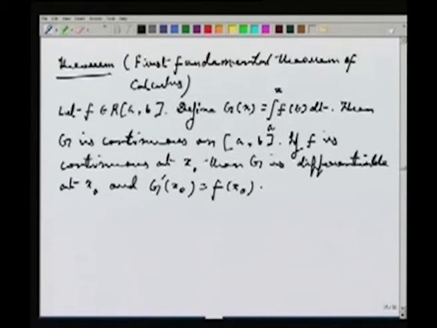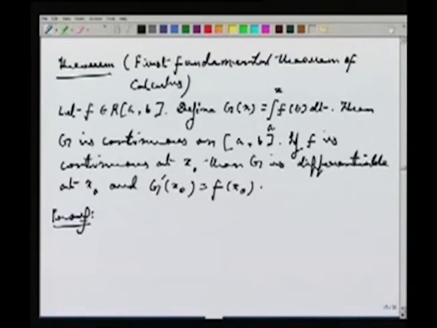Further, if I assume that f is continuous at a point, mind you, to start with f has just been assumed to be Riemann integrable, not continuous at all. If I further assume that f is continuous at a point x0, then the integrated function g turns out to be better. In fact, it is differentiable at x0 and the derivative of g at x0 is given by f(x0). So let's come to the proof of this.